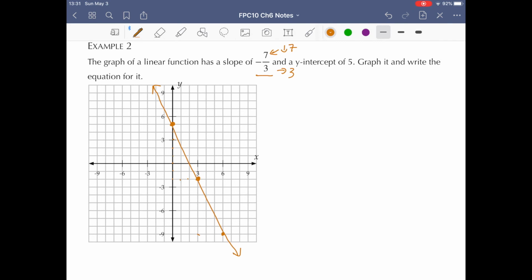Now we need to write the equation for this. Well, the equation is y is equal to mx plus b. So y is equal to, our slope is -7 over 3 times x plus 5. And we just put that on our graph and label this.